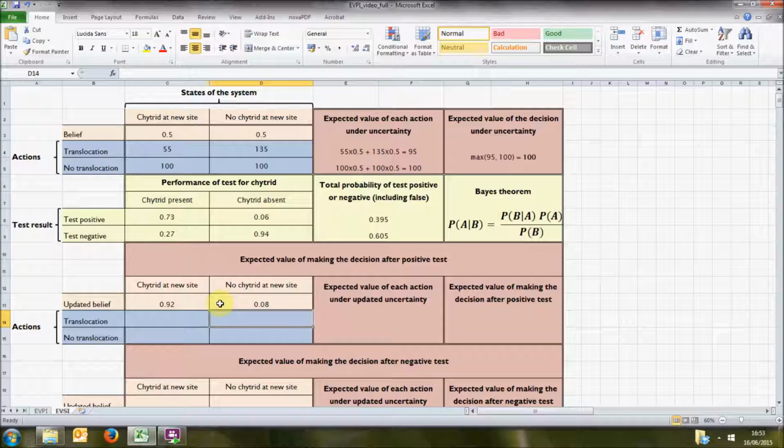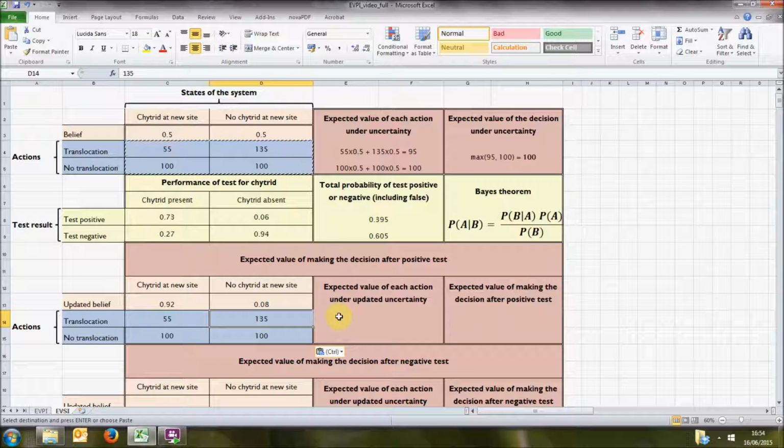We can calculate the expected value under uncertainty using the updated belief, which in a Bayesian framework we would call the posterior. We do not expect the outcomes to change for our actions under each state. So if we translocate, we expect to get 55 individuals if Kitrid is present and 135 if Kitrid is absent. And if we do not translocate, we expect to get 100 individuals either way.